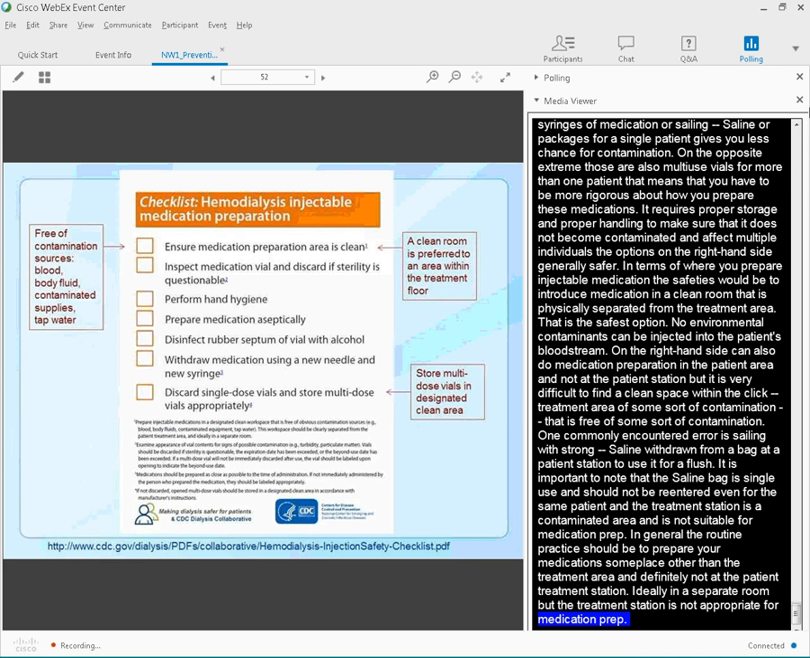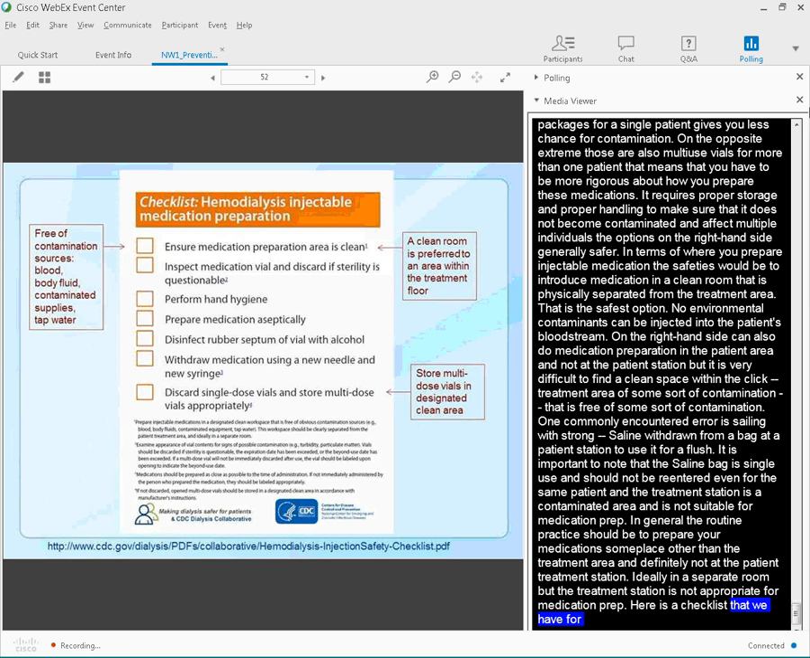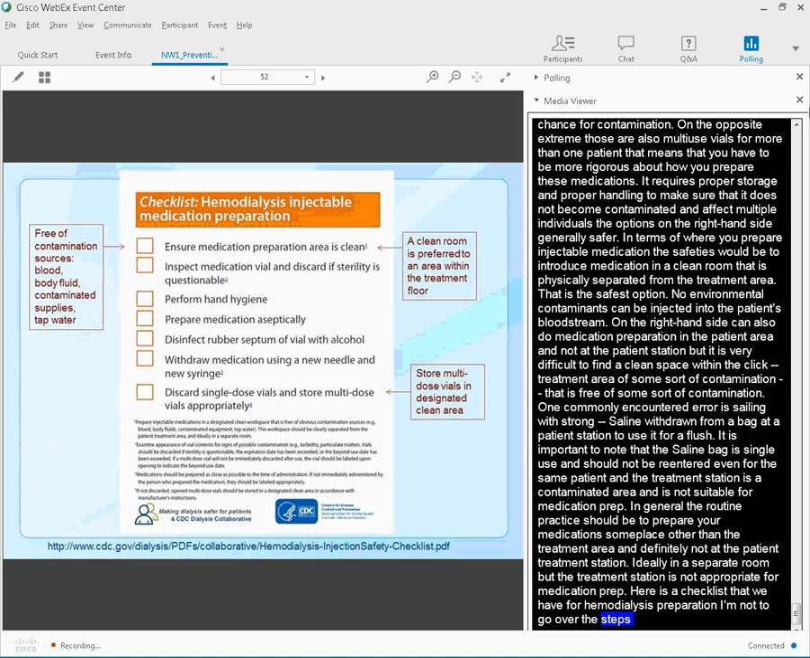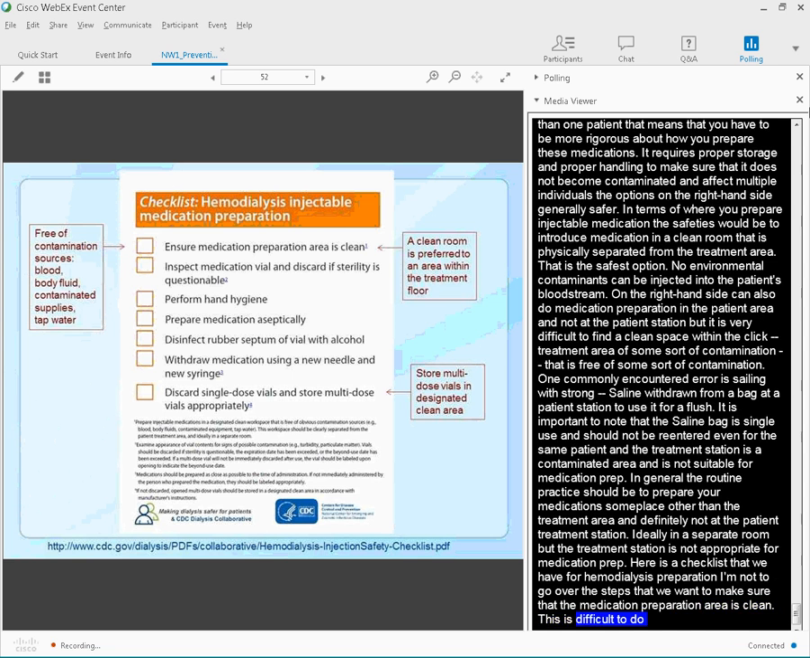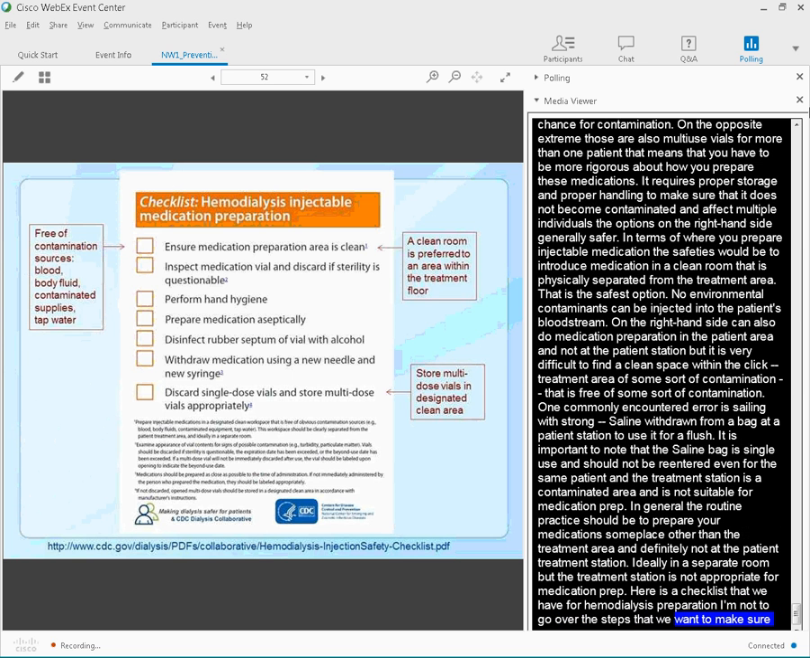So here's a checklist that we have for hemodialysis injectable medication preparation. I'm not going to go through all the steps, but I'll give you some of the highlights. The first thing is that we want to make sure that the medication preparation area is clean. And as I mentioned, this can be difficult to do in dialysis centers. A clean room is always preferred to an area within the treatment floor. So take a look at what options you have.